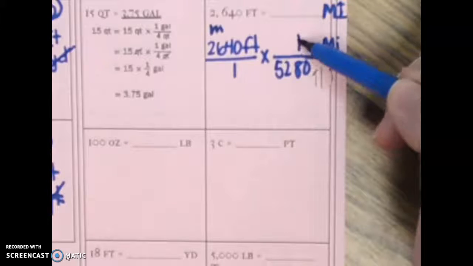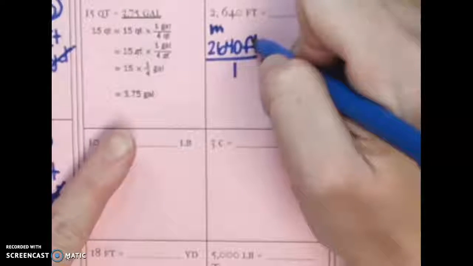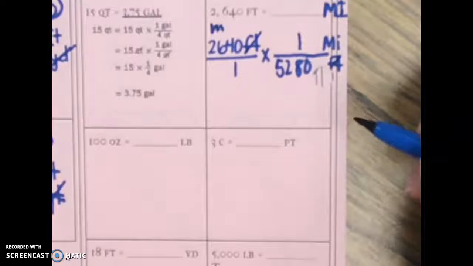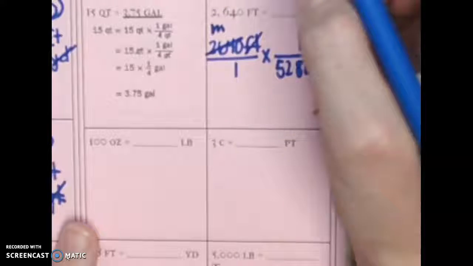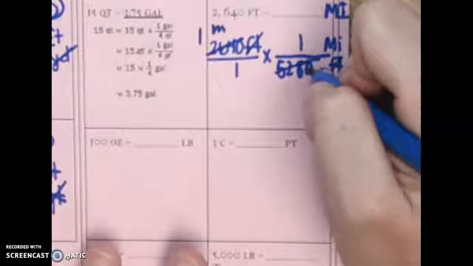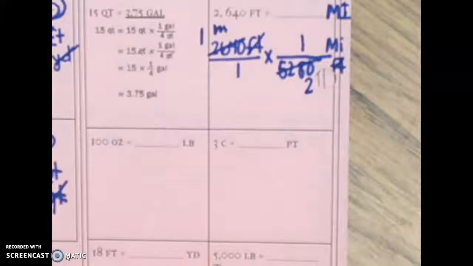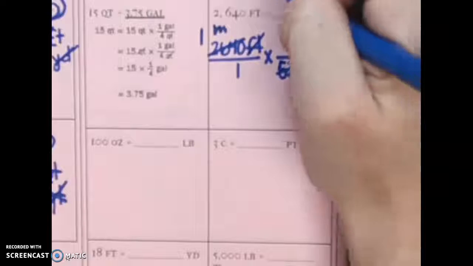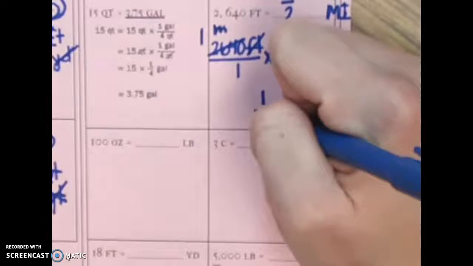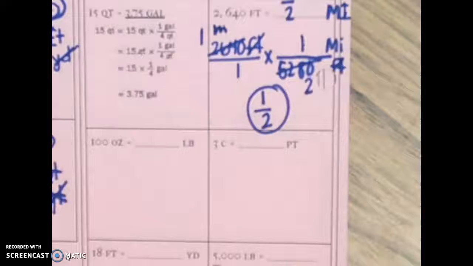But there's 1 mile. Make sure you match up your number with your label. I can cancel my feet. Do you want me to show you something really cool? 2,640 goes into 2,640 once. How many times do you think it goes into 5,280? 2 times. Did I just make that a lot easier for you? So, in 2,640 feet, how many miles is that? 1/2. Because 1 times 1 is 1, and 1 times 2 is 2. That's how I got a half.